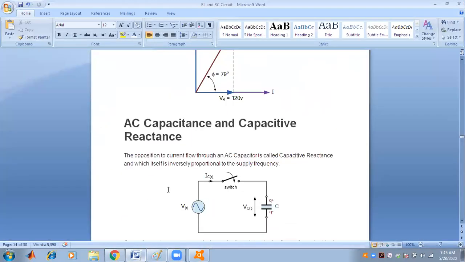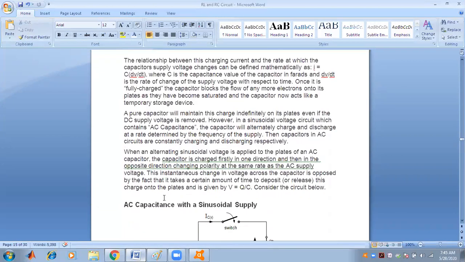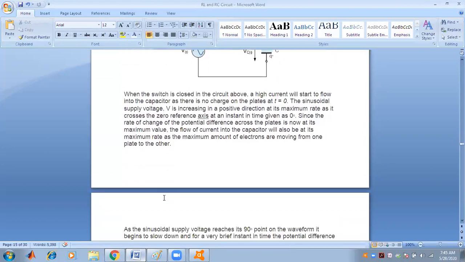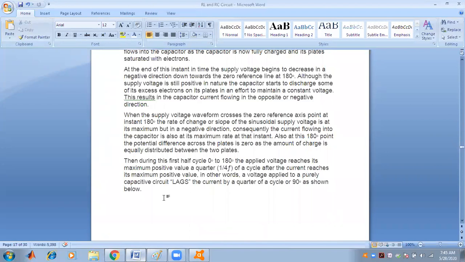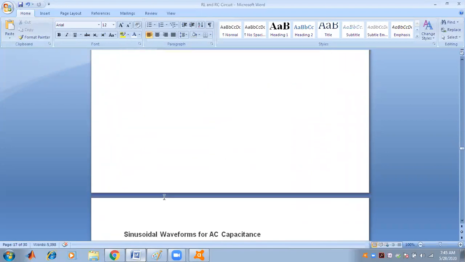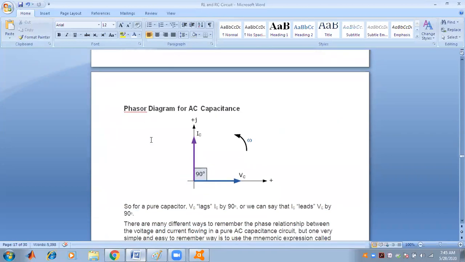Let us concentrate on the next topic today: AC capacitance and capacitive reactance. The general formula of the capacitor is known to us. A capacitor is generally used to store voltage, with charging and discharging governed by the time constant RC, and in case of the inductor it is L by R, as is known to us. This phenomenon we have already done. The phasor diagram of AC capacitance is also known to us: when a capacitor is there, the current leads the voltage by an angle of 90 degrees.